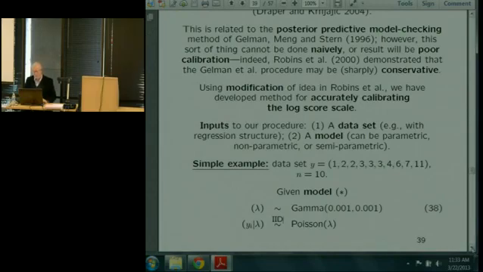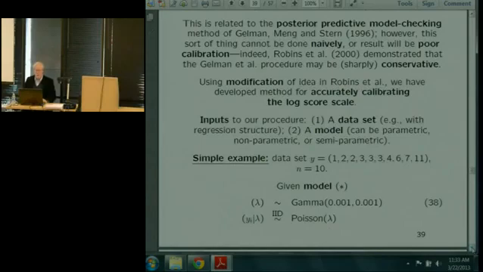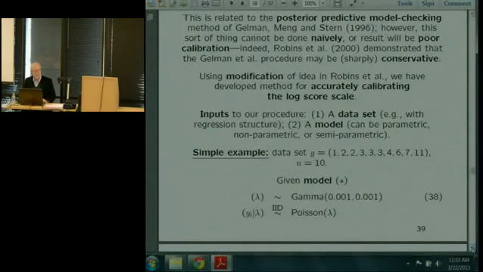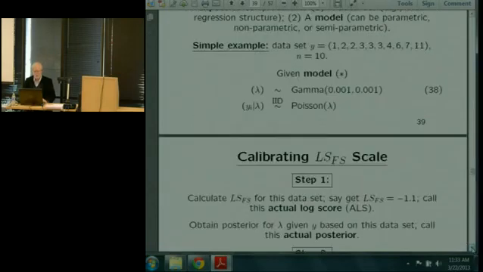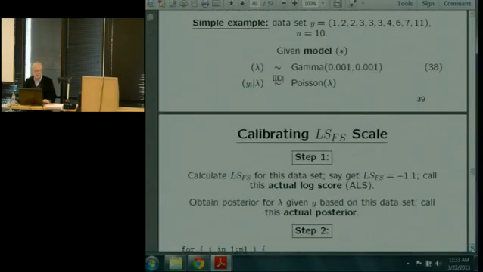So my model is going to be that if I knew what lambda was, the yi's would be IID Poisson lambda, and then I put a diffuse prior on lambda. Let's call that model star. Well, step 1 is just what you would think. Calculate the full sample log score value for this data set, and let's say you get a number like minus 1.1. As usual with all of these methods, by themselves they don't tell you very much.